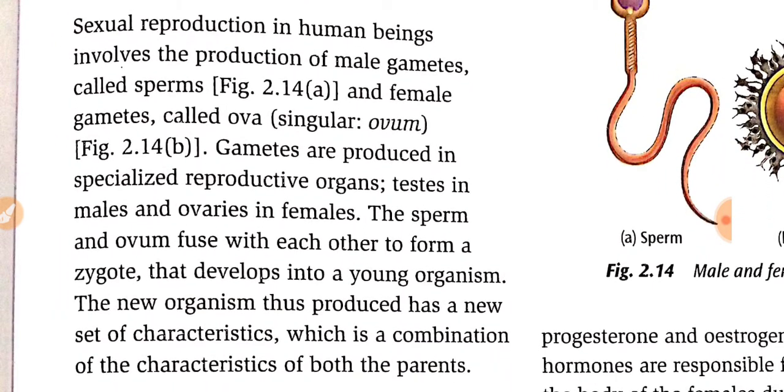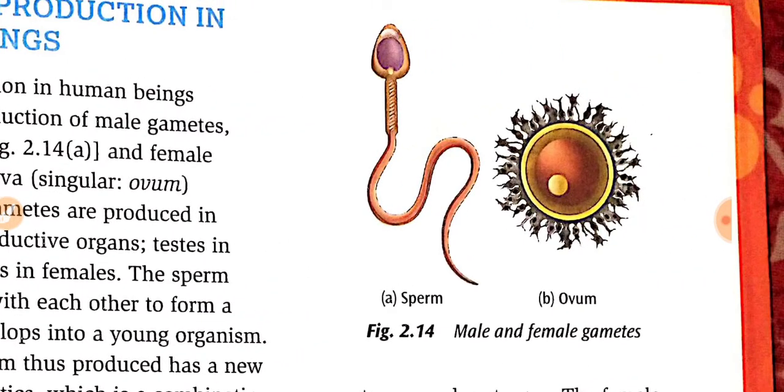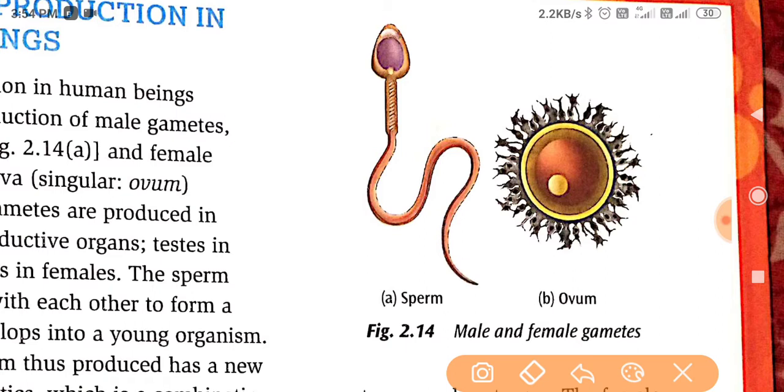Sexual reproduction in human beings involves the production of male gametes called sperms and female gametes called ova. Its singular form is ovum. So if you see this figure 2.14, this is the structure of sperm and this is the structure of ovum.